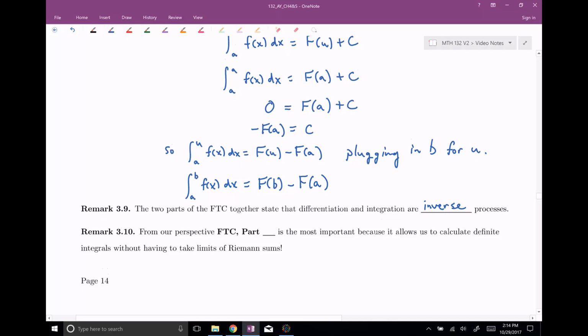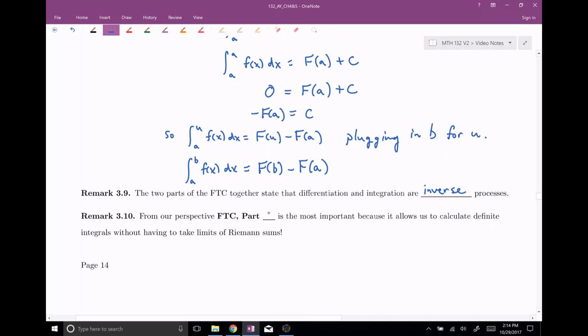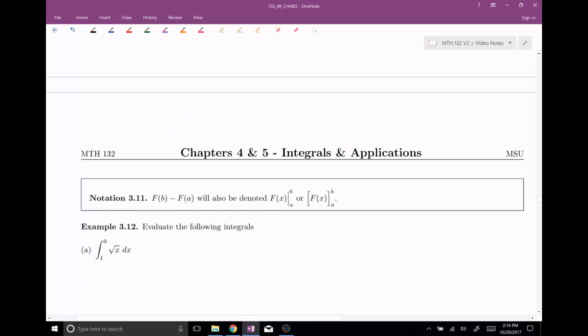And from our perspective, the fundamental theorem of calculus part 2 is really our favorite because it's going to allow us to calculate these definite integrals much, much faster. We won't have to do this limit as n goes to infinity of these horrible sums from all of the areas of rectangles and stuff. So this is going to be much, much nicer. Let's see how it's done with a few examples here.